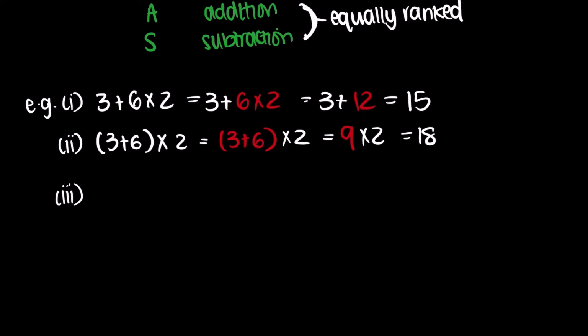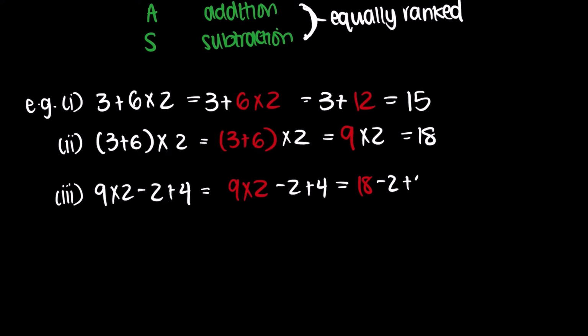Example 3. 9 multiplied by 2 minus 2 plus 4. Multiplication comes before addition and subtraction. So 9 multiplied by 2 is 18. Now we have 18 minus 2 plus 4. And addition and subtraction are equally ranked. So we just go from left to right. So 18 minus 2 is 16. And 16 plus 4 is equal to 20.